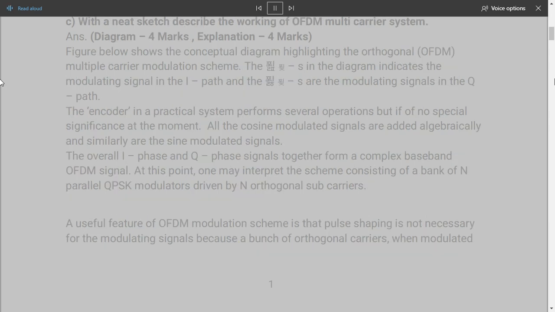Q2. With a neat sketch, describe the working of OFDM multi-carrier system. ANS: diagram, 4 marks, explanation, 4 marks. Figure below shows the conceptual diagram highlighting the orthogonal OFDM multiple carrier modulation scheme. The S in the diagram indicate the modulating signals in the I path, and the S are the modulating signals in the Q path. The encoder in a practical system performs several operations, but is of no special significance at the moment. All the cosine modulated signals are added algebraically, and similarly are the sine modulated signals.